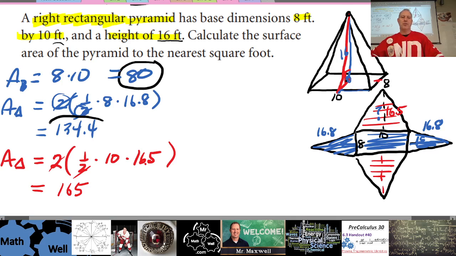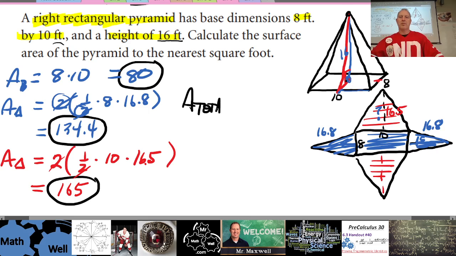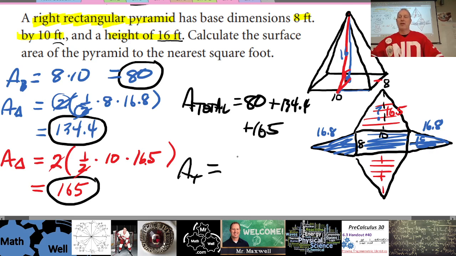All right, so what I'm going to do now is add up this area plus the area of these 2 triangles plus the area of the other 2 triangles. And my area total, I'm going to write actually total there, is going to be 80 plus 134.4 plus 165. Did anybody do that already on your calculator? 379.4. Oh, sorry, say that again. 379.4? Okay, is that confirmed by anybody else that did that on the calculator? Usually I like to have 2 or 3 confirming the same number.